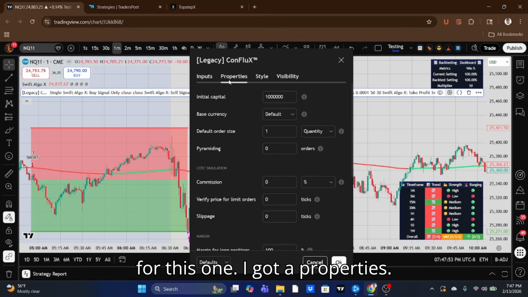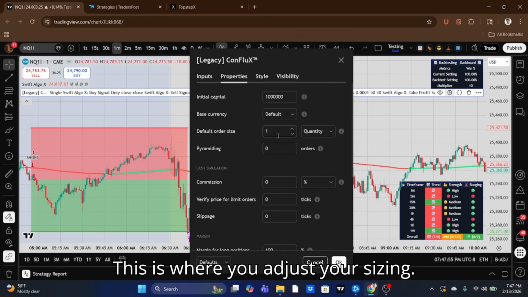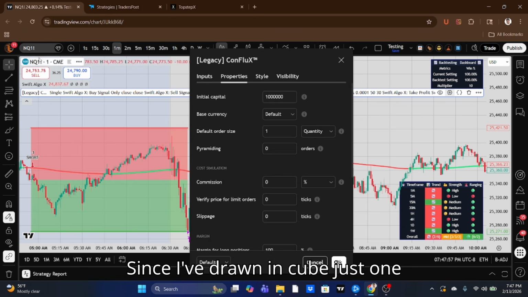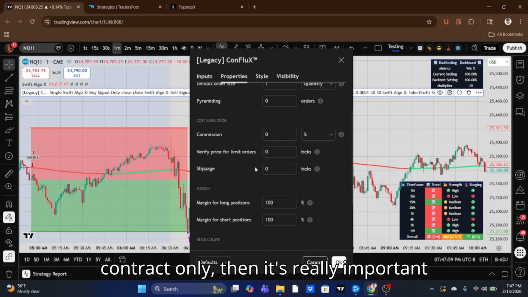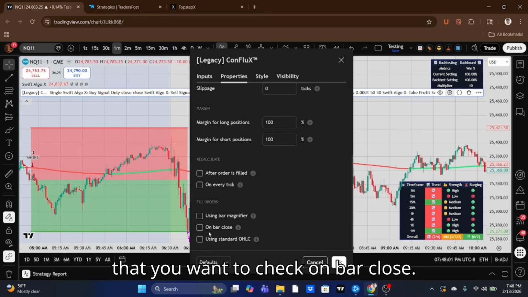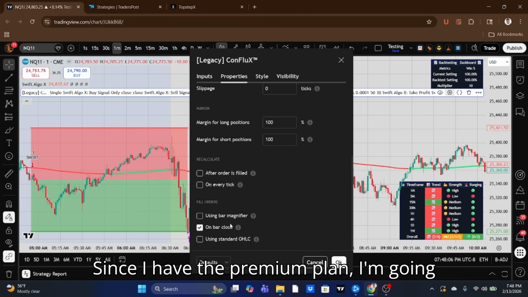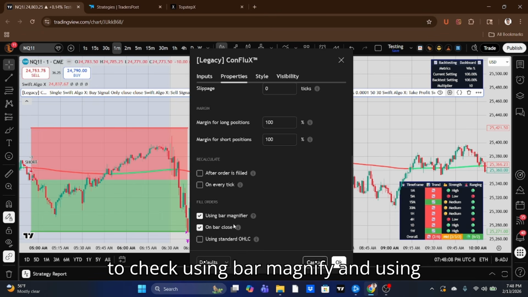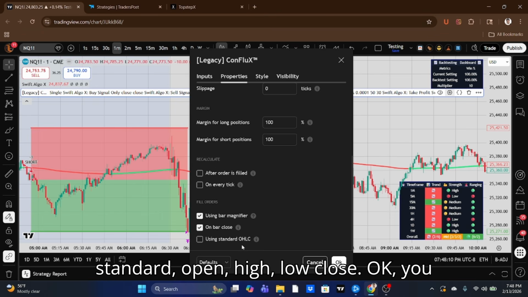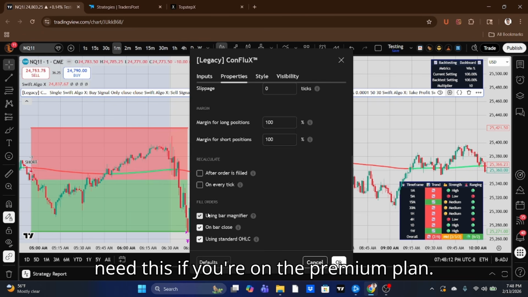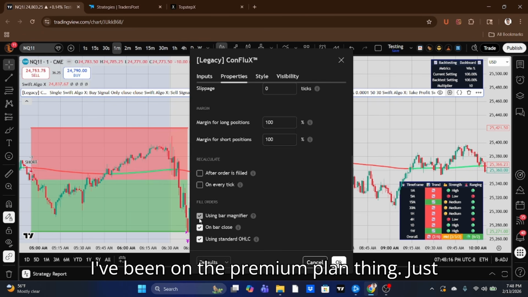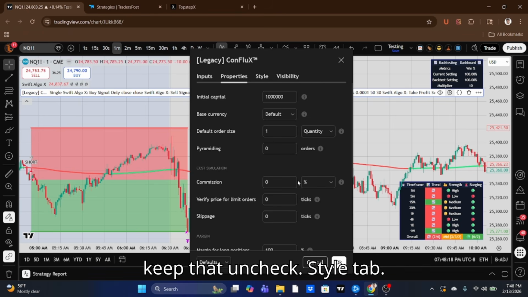I go to properties. This is where you adjust your sizing. Since I'm trading on NQ, just one contract only. Then it's really important, you want to check on bar close. Since I have the premium plan, I'm going to check using bar magnify and using standard open, high, low, close. You need this if you're on the premium plan. But if you're not on the premium plan, then just keep that unchecked.